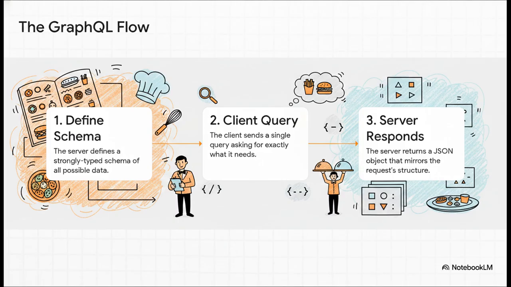It's a super detailed blueprint of all the data you could possibly ask for and how all the pieces relate to each other. It's the single source of truth. Second, the customer, your app, places a very specific custom order. This is the query, and it describes exactly the fields it wants. And third, the server prepares and delivers that exact custom order as a neat JSON object that perfectly matches the structure of the request. It's no longer a set menu, it's ordering completely a la carte.